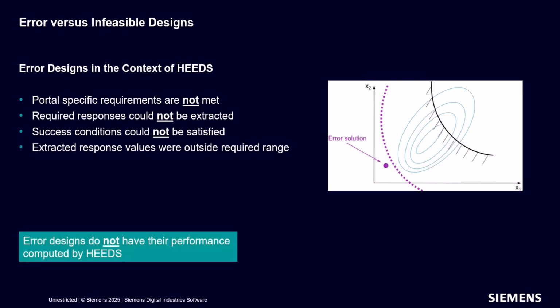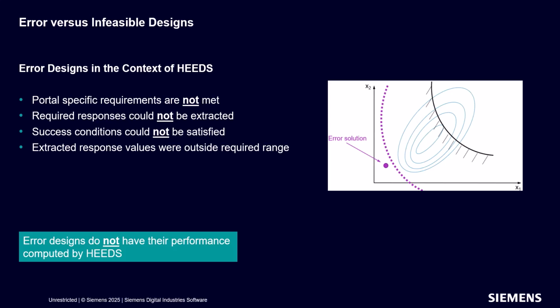In the context of HEEDS, error designs can result from portal-specific requirements not being met, required responses not being extracted, success conditions not being met, or response values being outside a prescribed validity range. Note that the last bullet point is different than a constraint threshold, where HEEDS allows the ability to provide validity ranges separate from performance criteria.